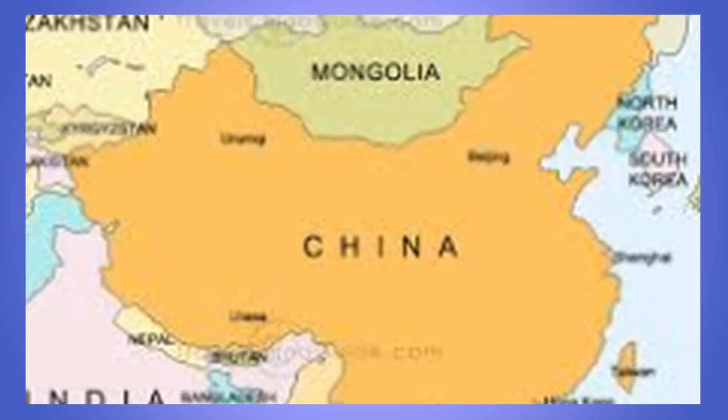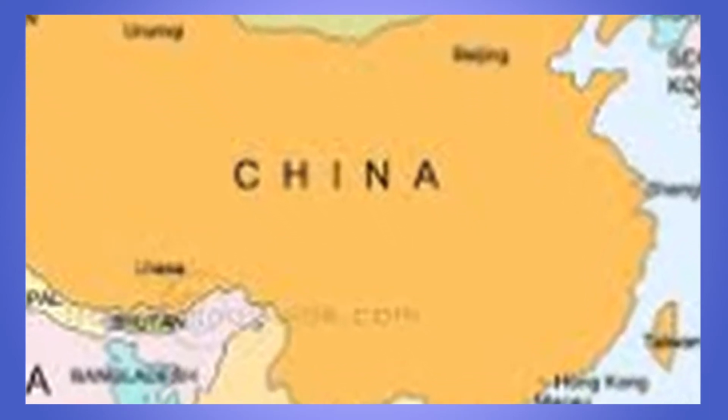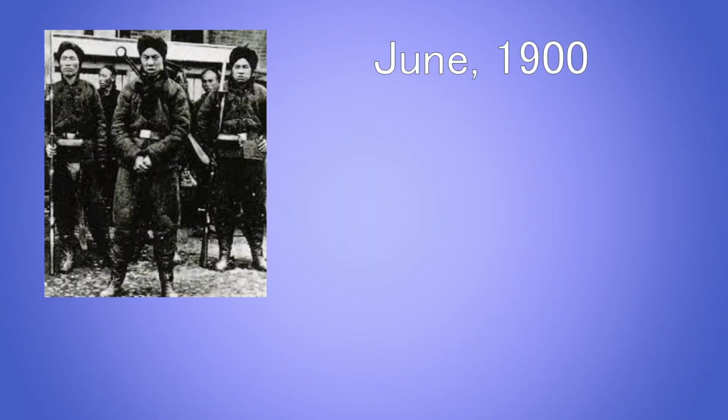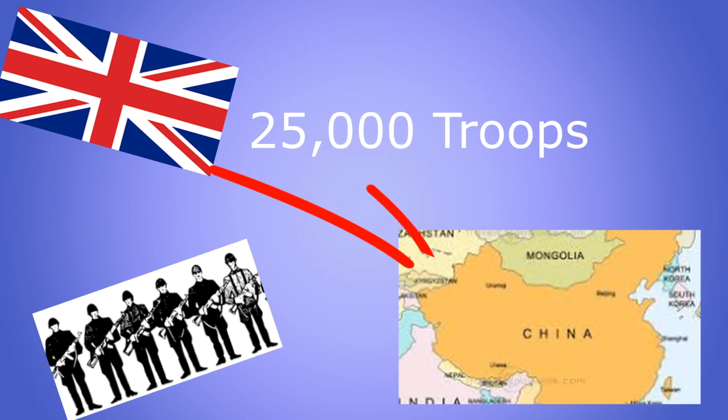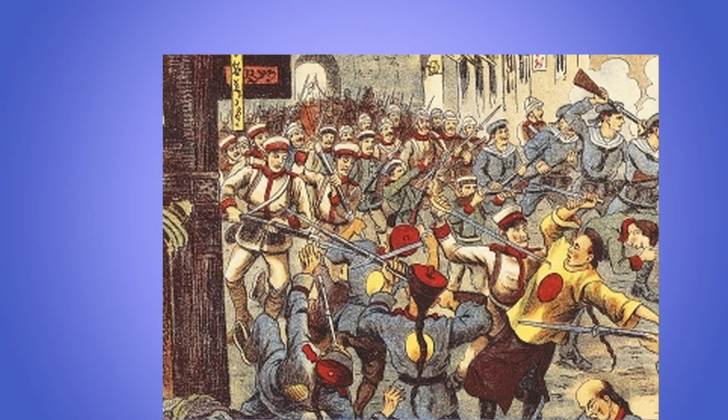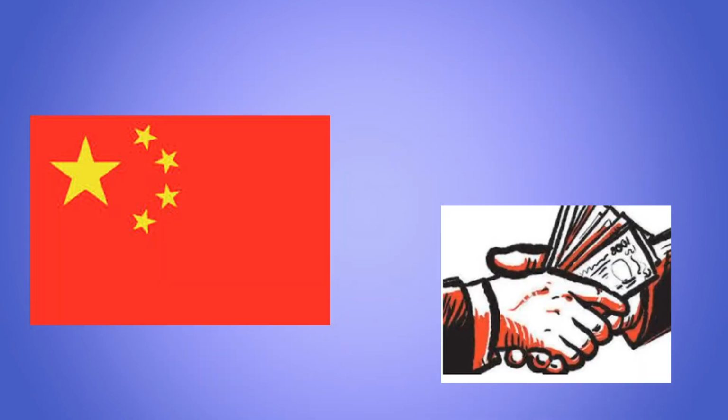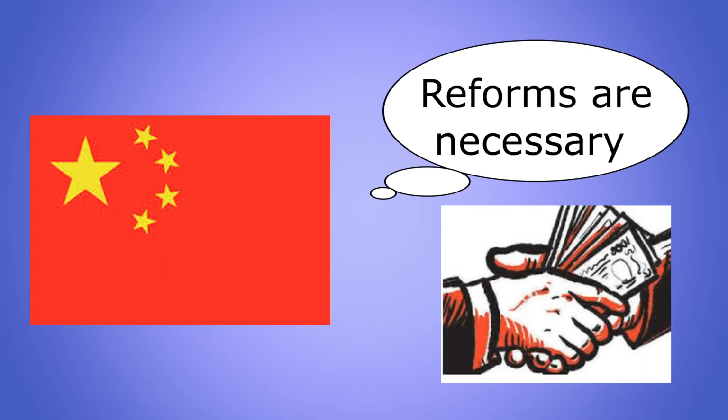The Southern Chinese protected the foreigners and the Christians. In June of 1900, the Boxer Rebellion attacked foreigners and Christians and the foreign embassies in Beijing. Britain sent a force of 25,000 troops, which quickly crushed the rebellion. This rebellion didn't achieve its main goals, but it did make the Chinese know that reforms were necessary.